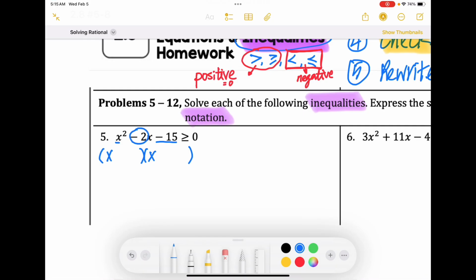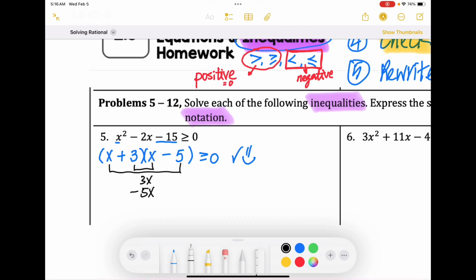Now, because negative 2 is the middle term, I know that only negative 5 and positive 3 add up to give me negative 2. So therefore, my factoring is correct. Once again, when we factor, make sure 3 times negative 5 is negative 15, check. For the middle term, 3 times x is 3x, and x times negative 5 is negative 5x. When you add those together, checkpoint, that has to equal my middle term. Now I know my factoring is correct.